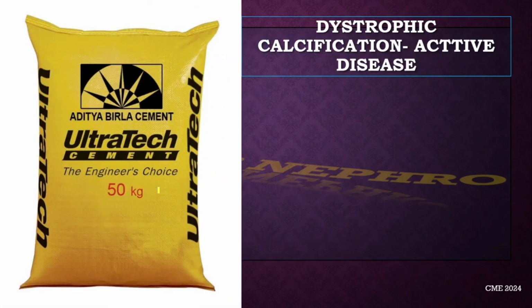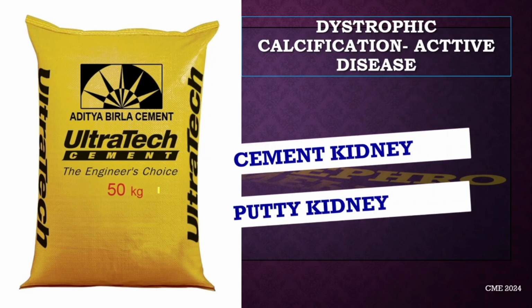Another MCQ: because of the caseous necrosis there will be dystrophic calcification, where the kidney is called cement kidney, also called putty kidney. Again, this is asked time and again in MCQs in previous years, probably this time in NEET SS or even NEET PG, you might encounter this question where you will get cement kidney or putty kidney, which is seen in tuberculosis of the kidney.